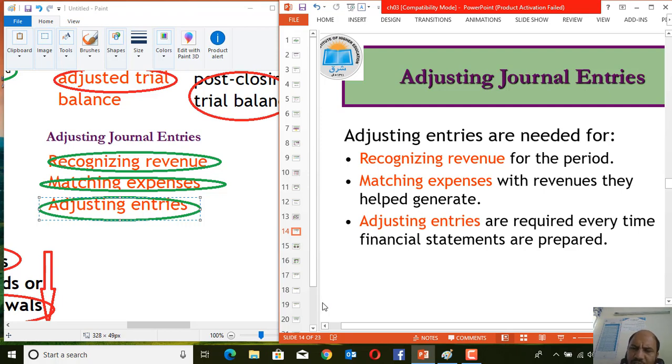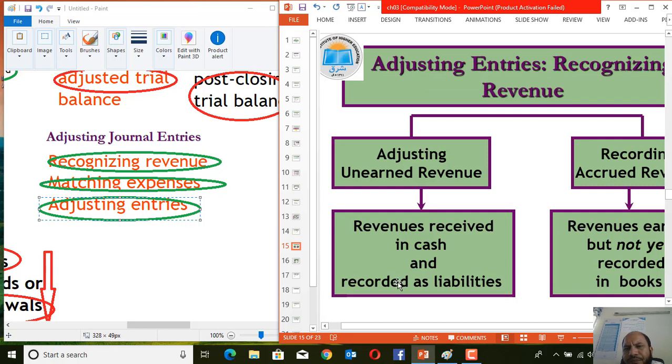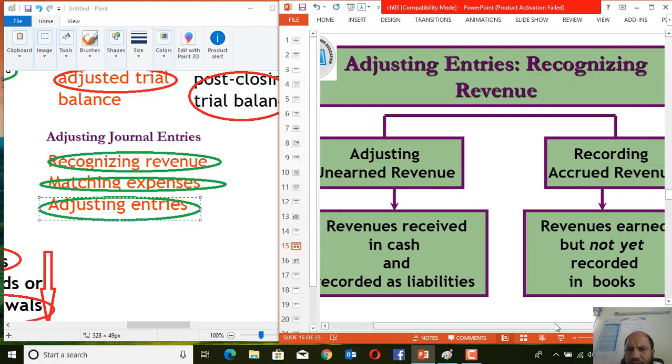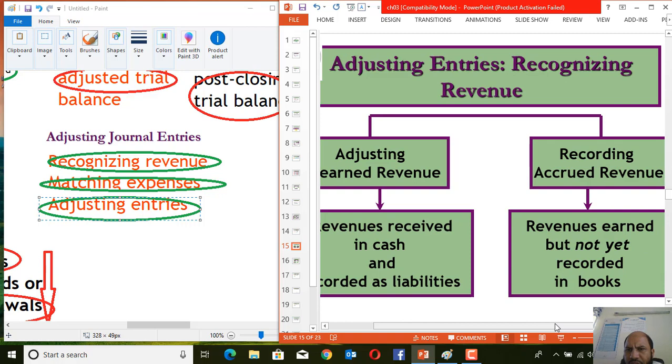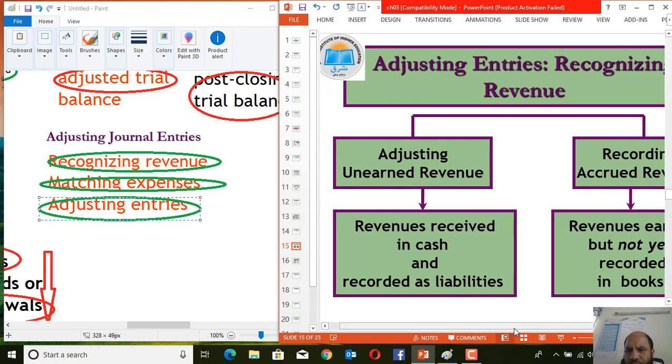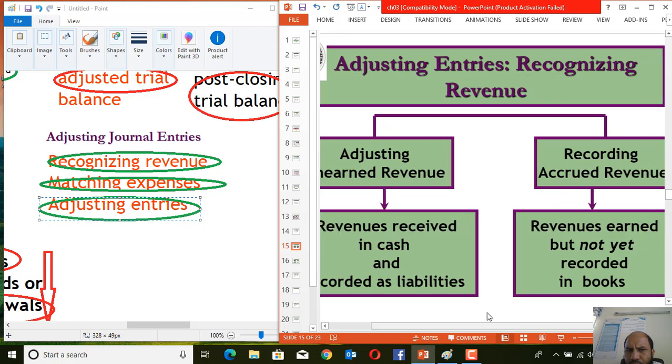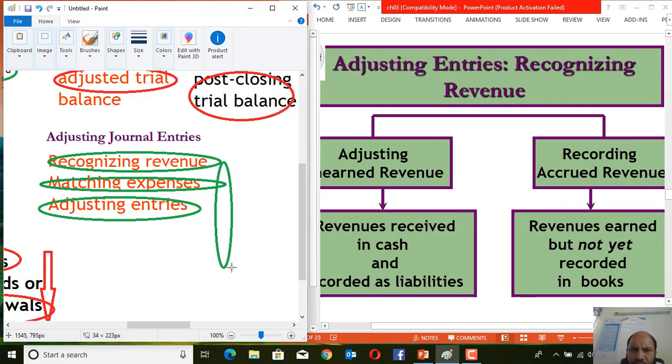We have discussed earlier that we will learn in this chapter about the adjusting journal entries. Dear students, in the adjusting journal entries we have the unearned revenue and accrued revenue. Two things are over there. One is recognizing revenue. Recognizing revenue is done through two things. One is adjusting unearned revenue, and the second is accrued revenue.